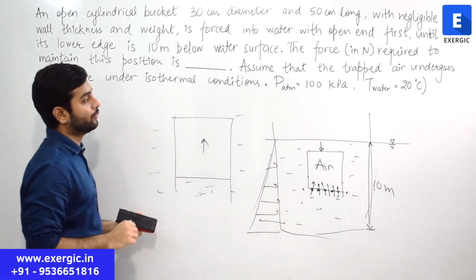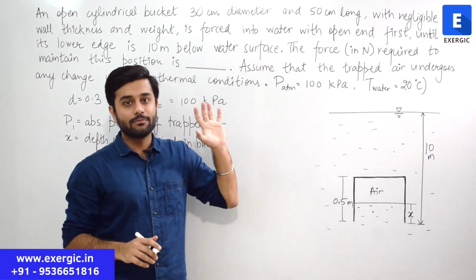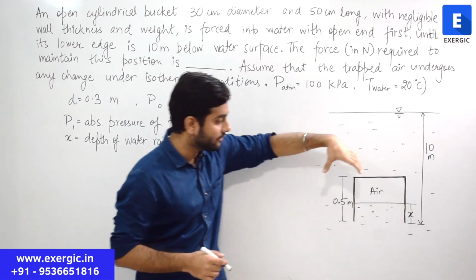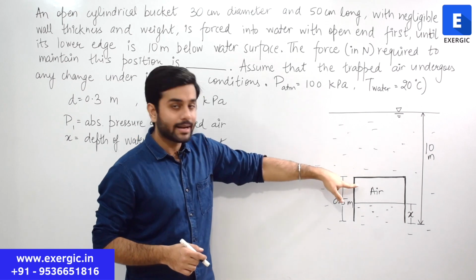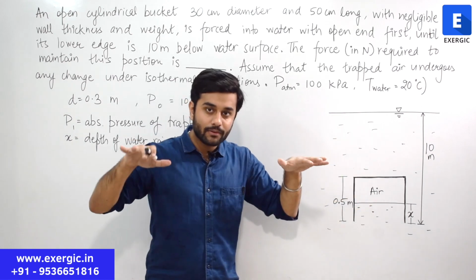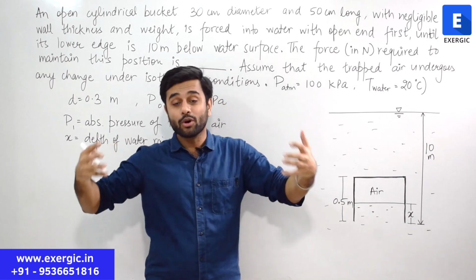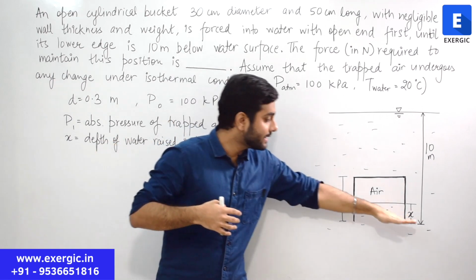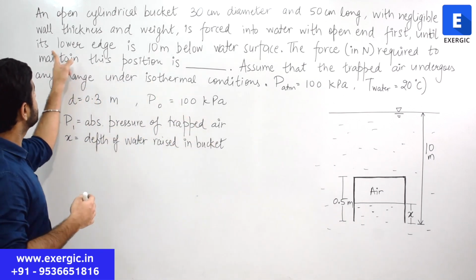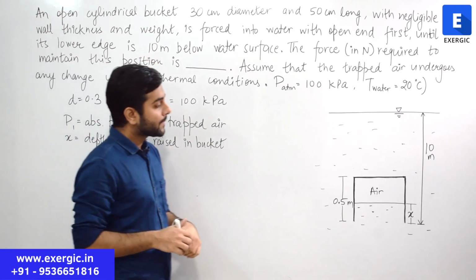Let us continue. So I have drawn the diagram for the given question. You can see this is the bucket, this is the inverted bucket. Air is trapped inside it. Some water has entered into it as a result of extra pressure surrounding it. The lower edge is at a depth of 10 meter, as it says, its lower edge, right?